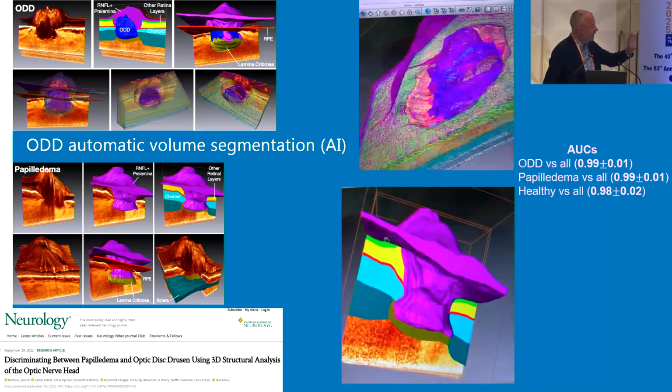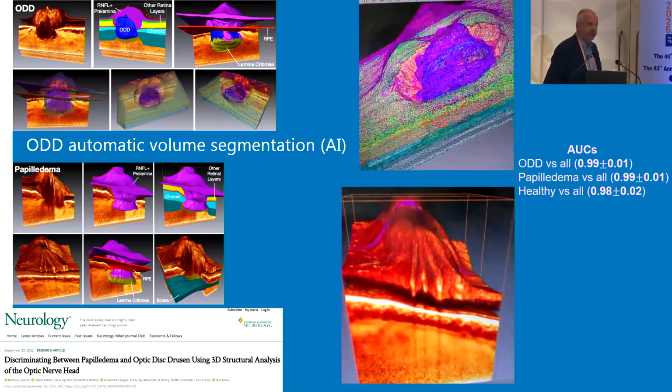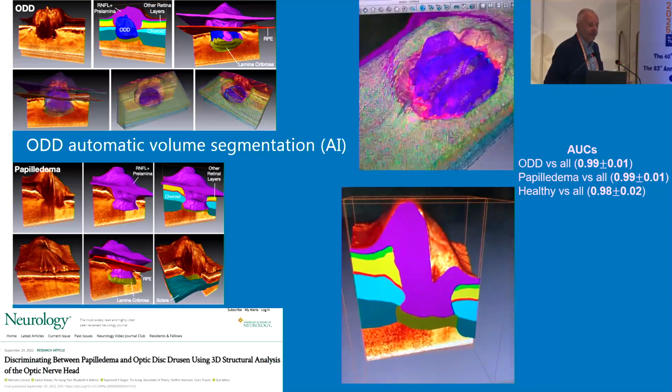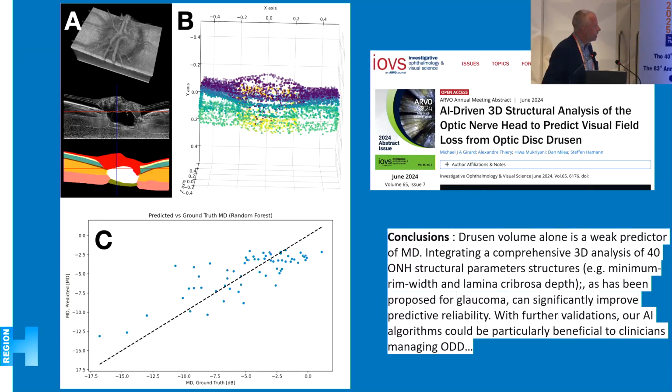And of course, it's not commercialized yet, so we have to feed it with thousands of images before it can get commercialized, but it's very promising. We've also compared it with the visual field defect using the algorithms. It can also predict visual field defects.